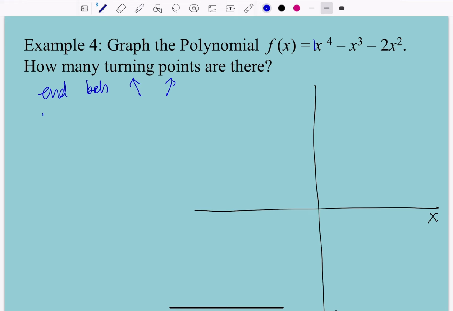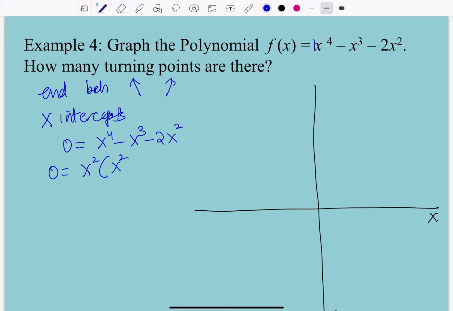Next, let's figure out the x-intercepts. To find the x-intercepts, we make the y equal to 0. 0 equals x to the fourth minus x to the third minus 2x squared. So it turns out to be x squared. I can pull out an x squared times (x squared minus x minus 2).